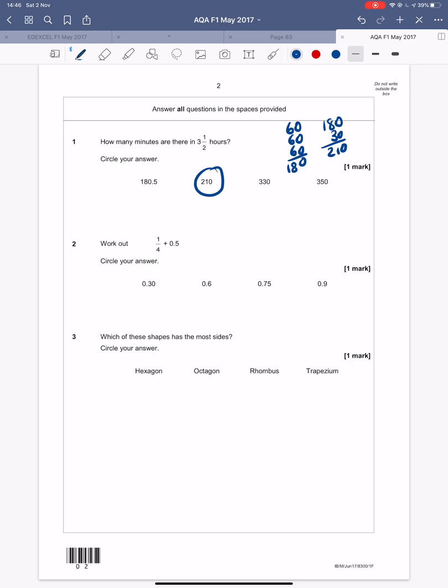Next one, question 2. A quarter plus 0.5.